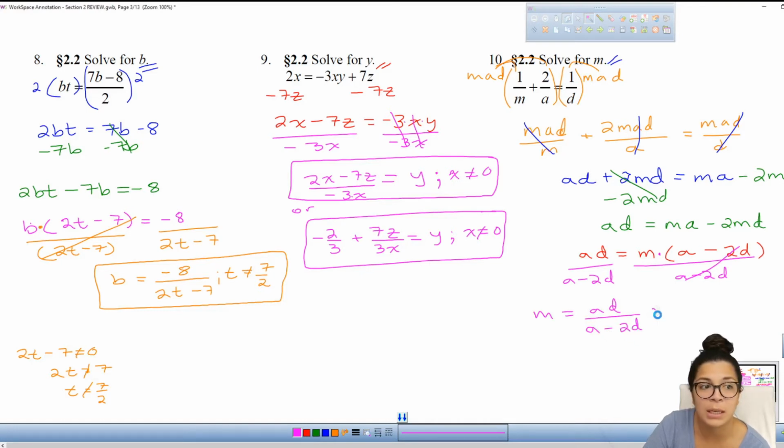Of course, I do need to include the restriction here, and the restriction in this case would be that a and 2D, these two terms are subtracting, so they just can't equal each other, because if a is the same as 2 times whatever d is, then subtracting the 2D will end up being 0 in the denominator. So a cannot equal 2 times d.